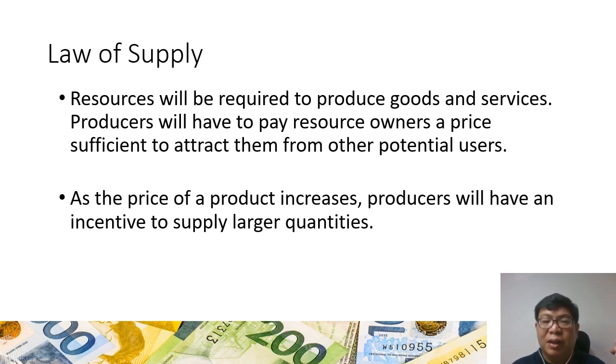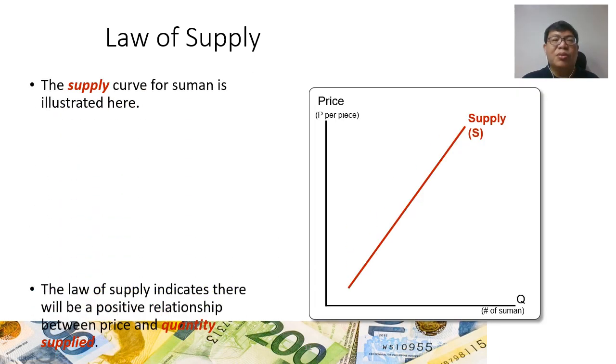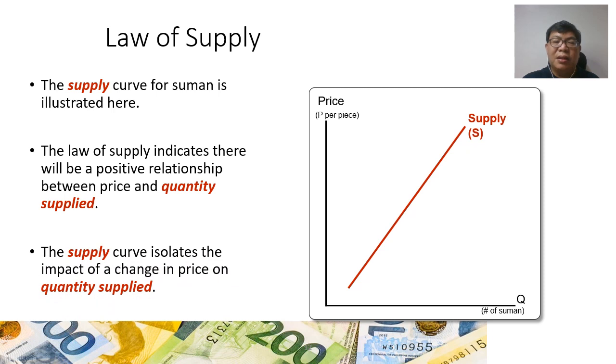But the question there is, is it sufficient to attract me to put my resources there? Right? So, let's go to the law of supply. Again, let's use suman again, no? Paakyat. If price only, that's the relationship. If it's low, maraming gustong bumili pero konti ang isusupply. At pagka mas mataas, mas maraming gustong isupply.